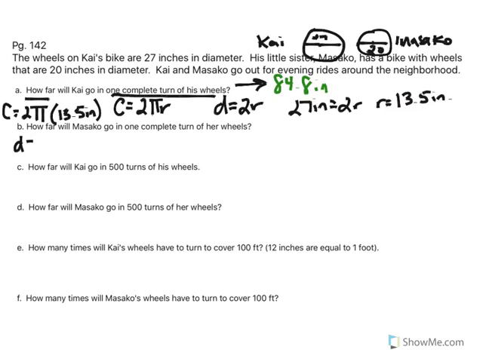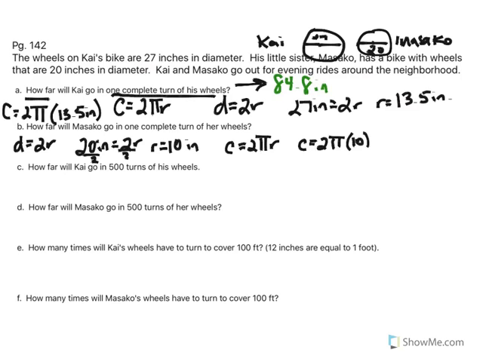Okay, and the next question, how far will Masako go in one complete turn of her wheels? Same thing. We are given the diameter. Diameter equals 2r. The diameter in the case of Masako's wheel is 20 inches. Let's solve for r. The radius of Masako's wheel is 10 inches. We can plug that into the circumference equation, which is 2 pi r. And we get circumference equals 2 pi times 10, which equals 62.8 inches. I'm going to put this down here in a different color. 62.8 inches. And that is how far Masako's wheel will go in one complete turn.